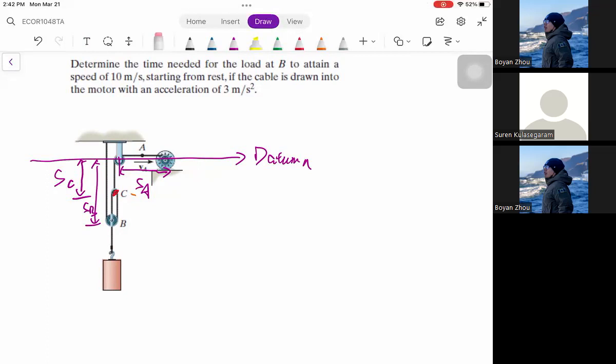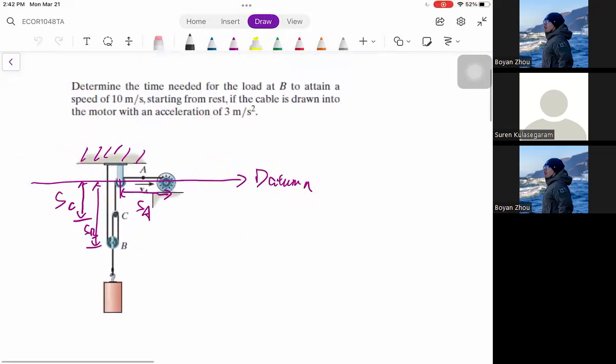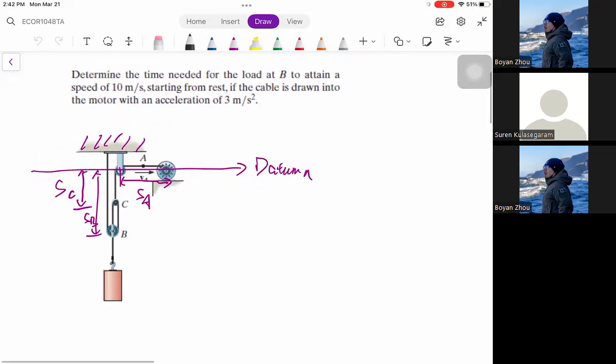So for this one, I'm just going to set it on the top, where you can see those are fixed surfaces. After we set a datum, the next thing we want to do is find a constant length of the rope. It's pretty easy to understand: the total length of the rope is not going to change, no matter how the pulley moves.